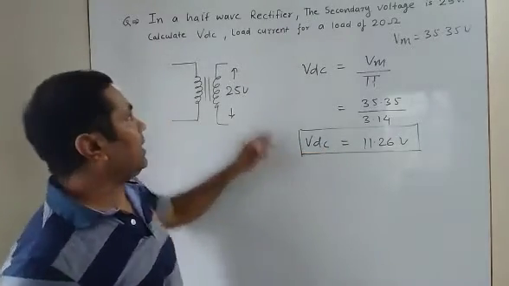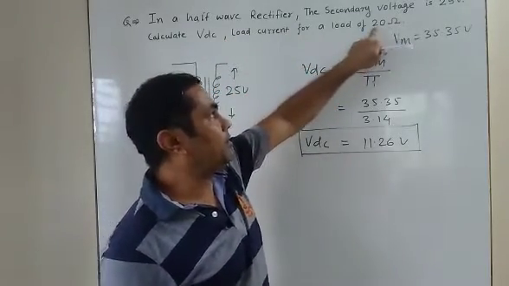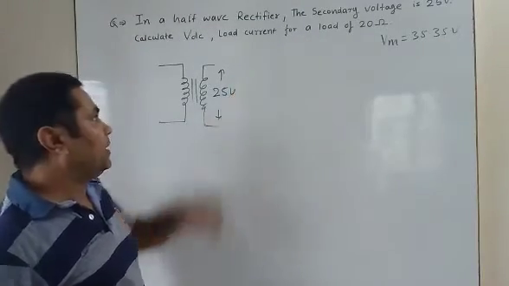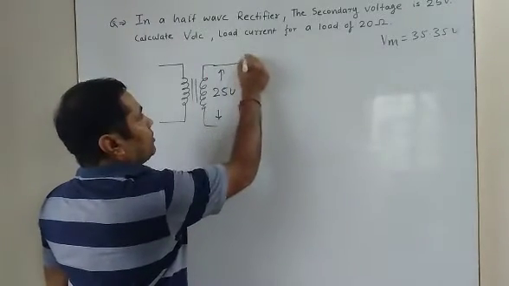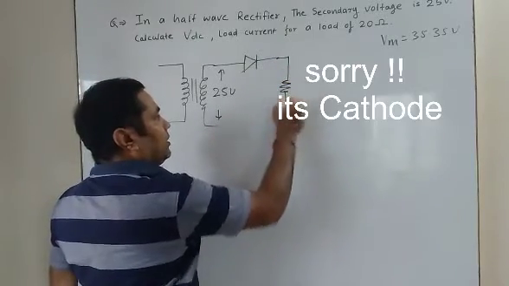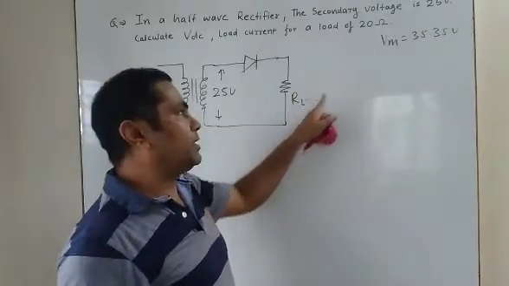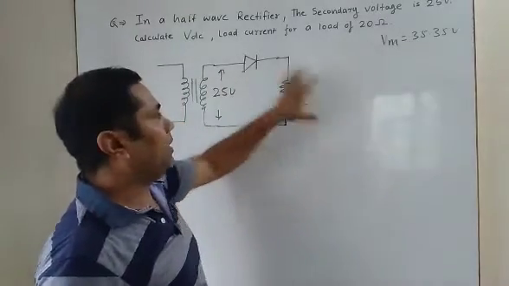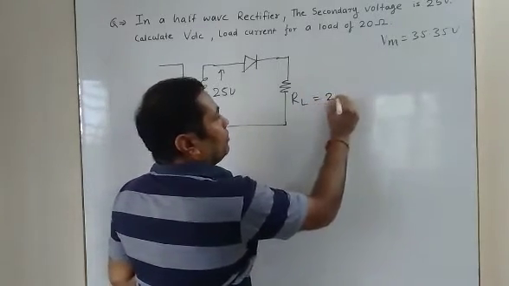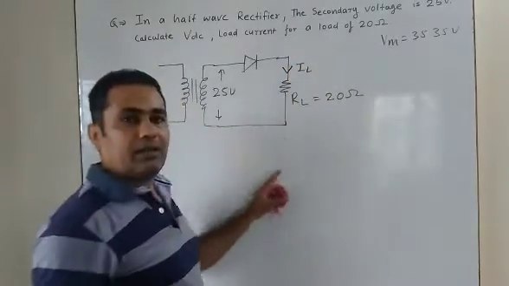Now next, they have asked what will be the load current for the load of 20 ohm resistance. This will be the value of load resistance. Let us see. This is our half wave rectifier. In half wave rectifier, the secondary voltage of the transformer is given to a diode, and the diode's cathode is connected to the load resistance. Load resistance is a representation of the resistance of the circuit which we are going to connect at the output of the rectifier. This load resistance is given to be 20 ohm, and the current through this load resistance will be the load current, that is IL.